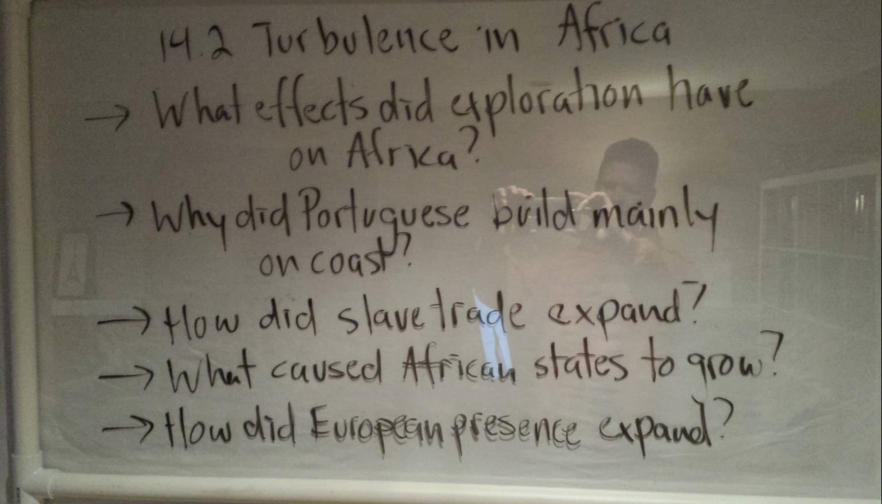Let's move on to the third subsection of Chapter 14, Section 2. The big question here is, what caused some African states to grow? To answer that question, I have 3 sub-questions. What was one positive and one negative effect of slave trade on African states? How did Osei Tutu unify and govern the Asante Kingdom in Africa? How did the Oyo Empire arise?